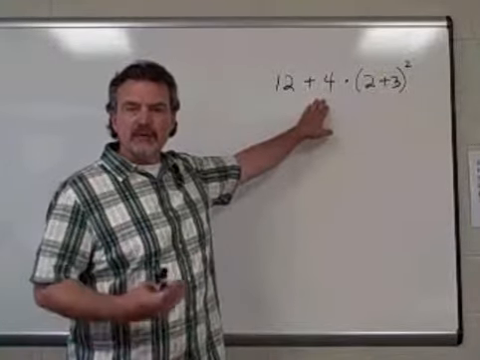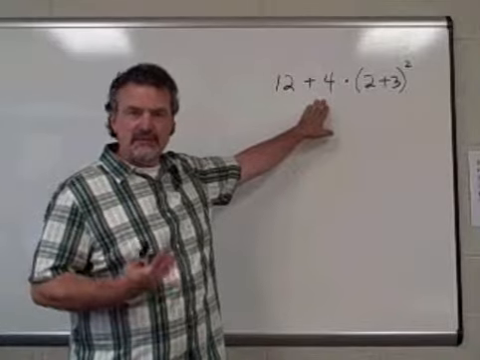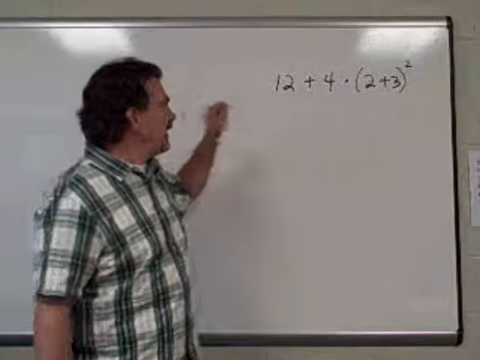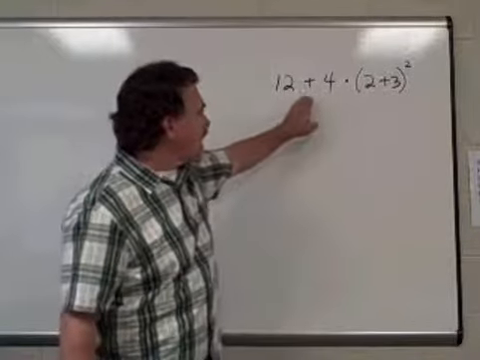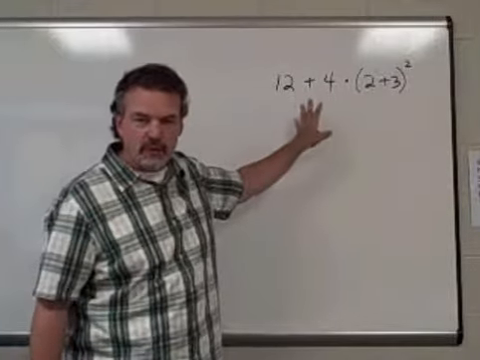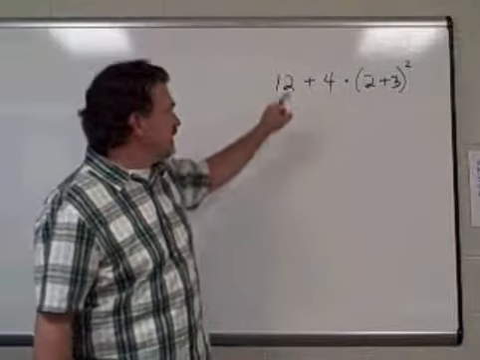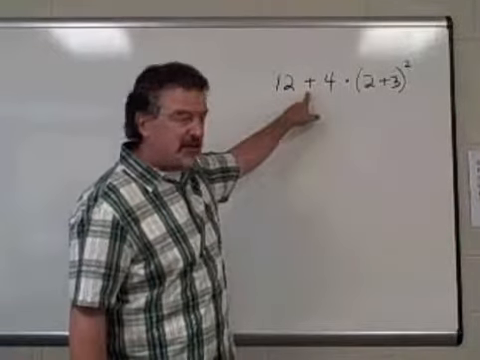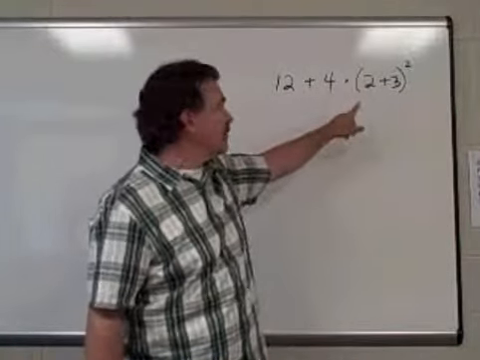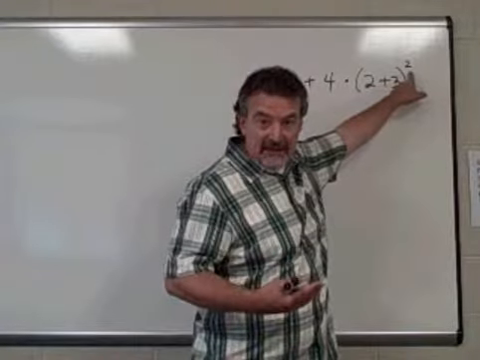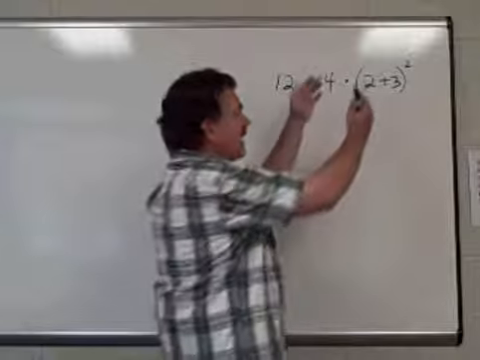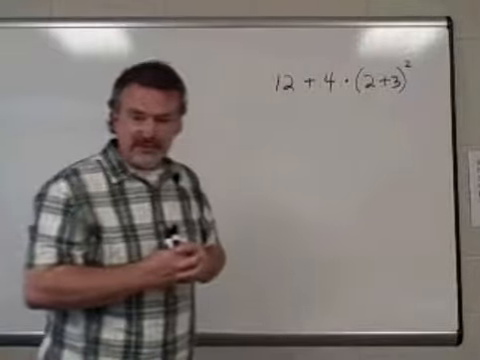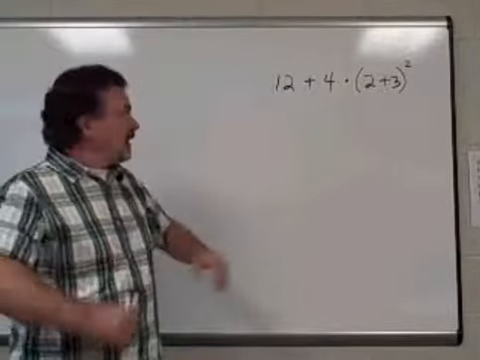This is an example of what we call an arithmetic expression. It's numbers and operations that are to be performed on those numbers. Here we have an addition indicator, a multiplication indicator, a raising to the second power indicator, an addition indicator. And we have a set of grouping symbols, the parentheses.